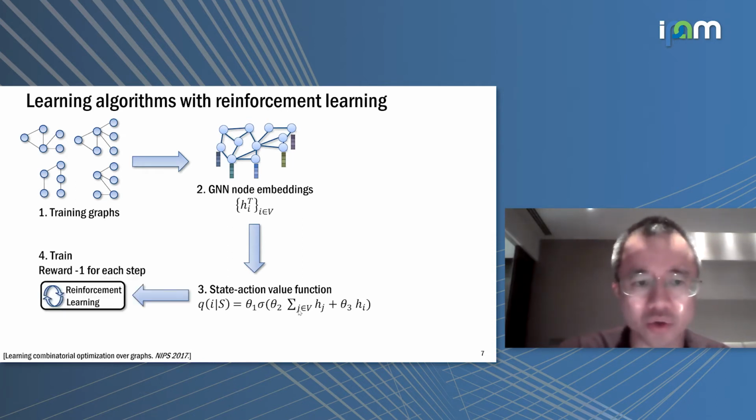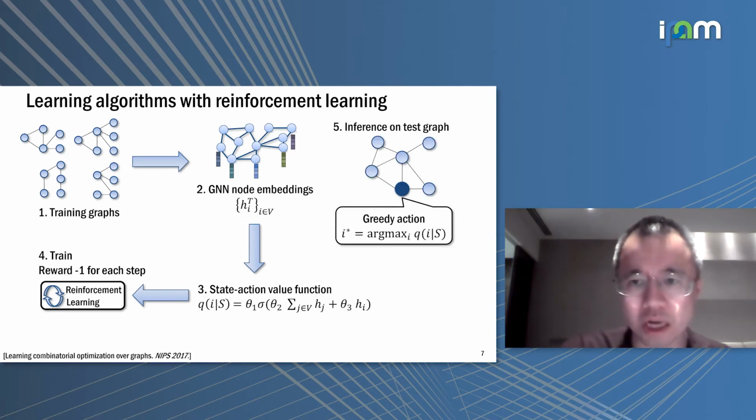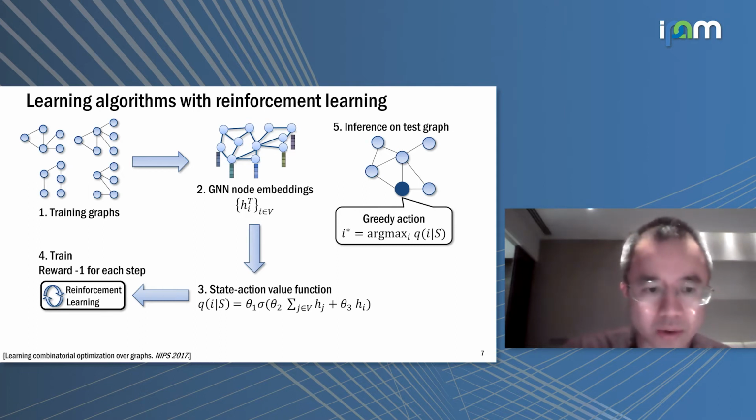Then you can actually use reinforcement learning to train this state action value function. So in the minimum vertex cover problem, we want to minimize the number of selected nodes. So every time you select a particular node, you're going to get a -1 reward. You want to select as few nodes as possible. You can use deep Q learning to optimize this state action value function. Once you finish training this algorithm, you can apply it to new input graph instances and perform sequential selection, right?